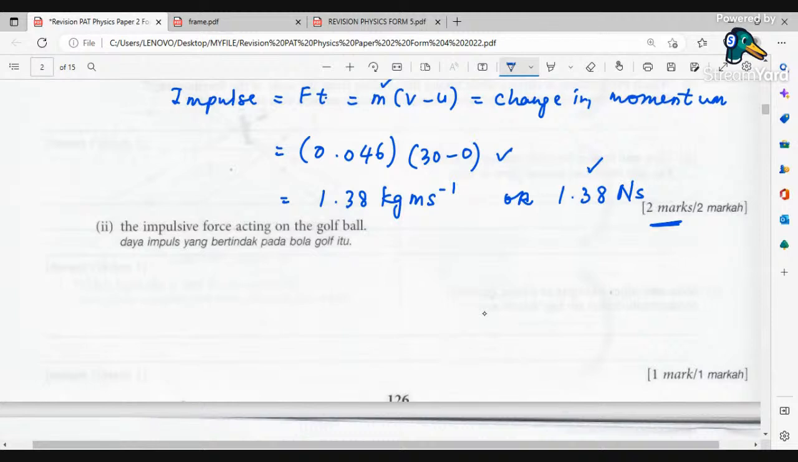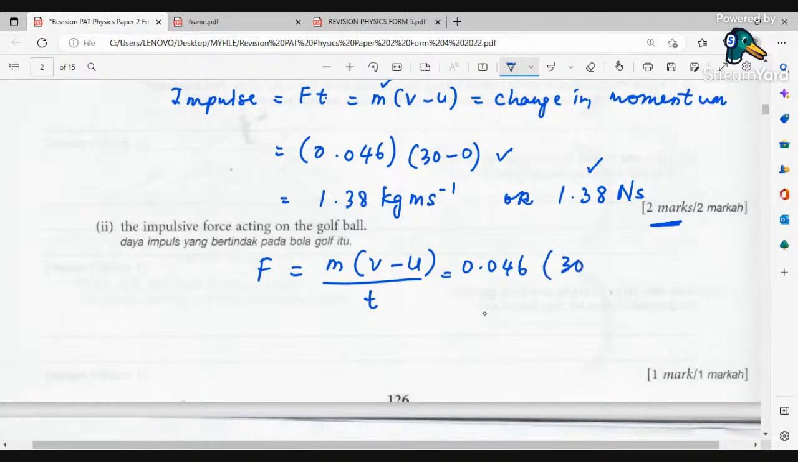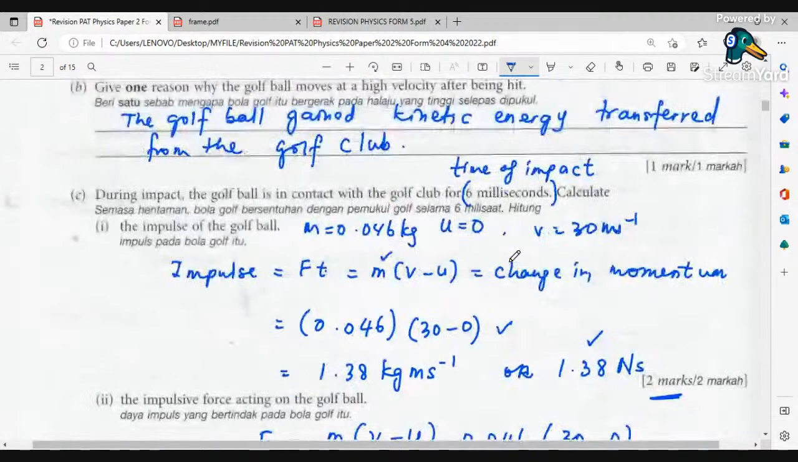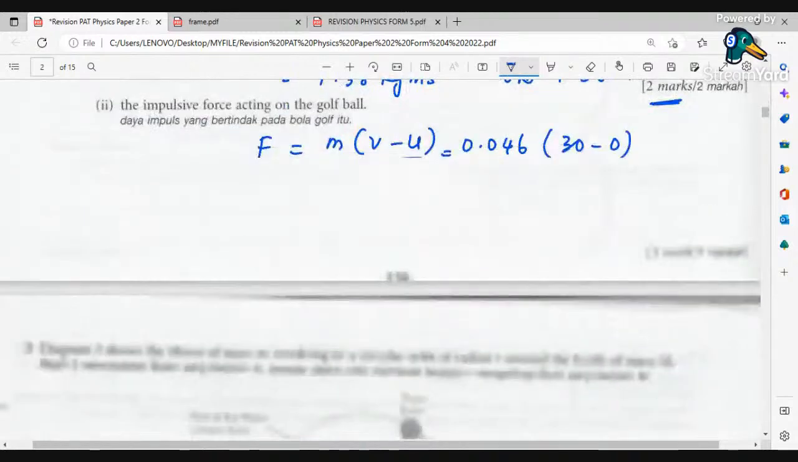Impulsive force on the golf ball. So we have F, formula, v minus u divided by t. Okay, 0.046, 30 minus 0, or you can just use the value that you get from the first part, divided by time of impact, 6 times 10 to the power of negative 3 seconds. Here is 6 millisecond. 6 millisecond is 6 times 10 power negative 3 second.